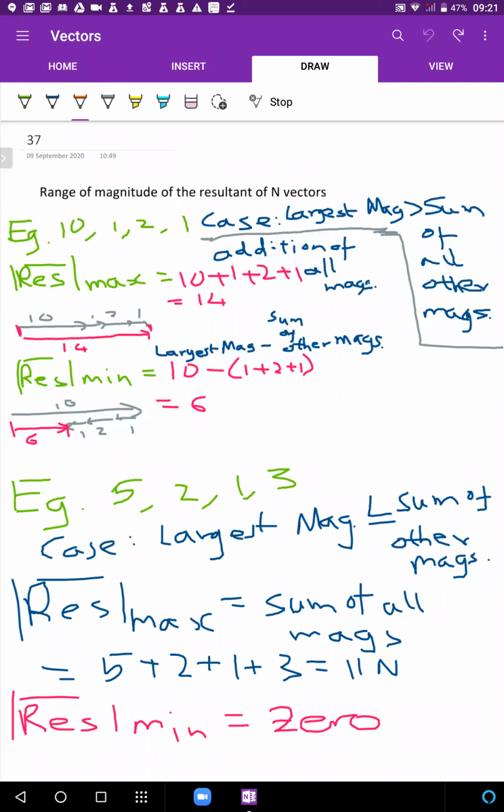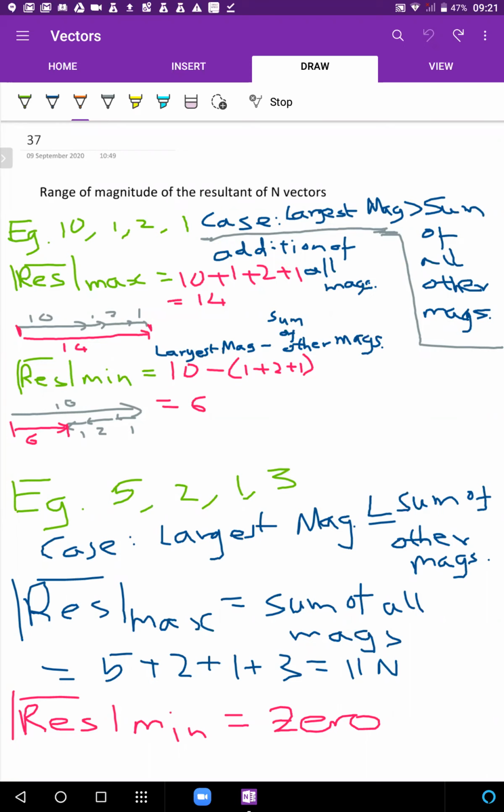So the max magnitude I can get is 10 plus 1 plus 2 plus 1, 14. Quite obvious. Yeah, when all of them act together, what I get, that is my max magnitude. So my max magnitude is addition of all the magnitudes. Okay. That's my max magnitude. No problem there. I don't think you'll ever have a problem with finding the max value.